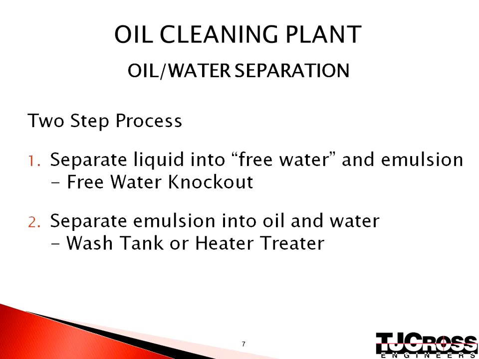Next, we will need to separate the liquid into free water and emulsion in a two-step process. In the first step, we will separate the free water from the emulsion in a free water knockout. Free water are the droplets that can fall out of the production stream due to gravity. Emulsion is a mixture of tightly mixed oil and water. In the second step, we will separate the emulsion into oil and water using a wash tank or heater treater.